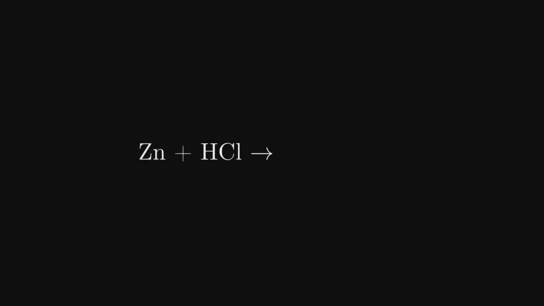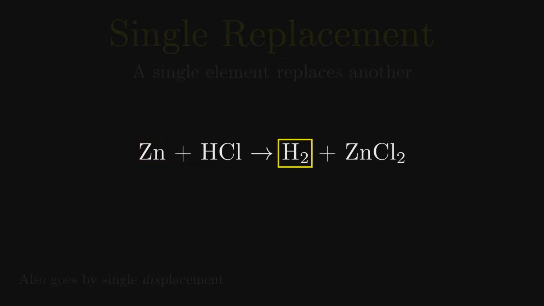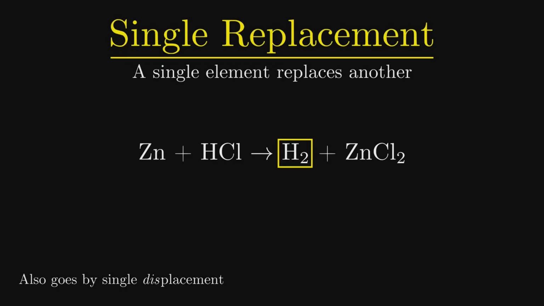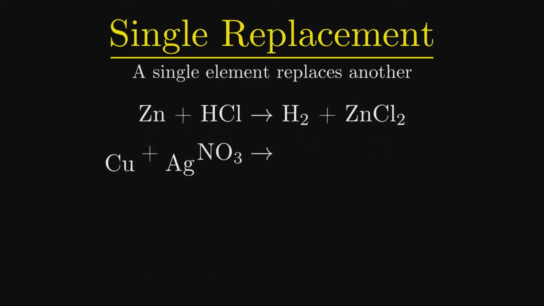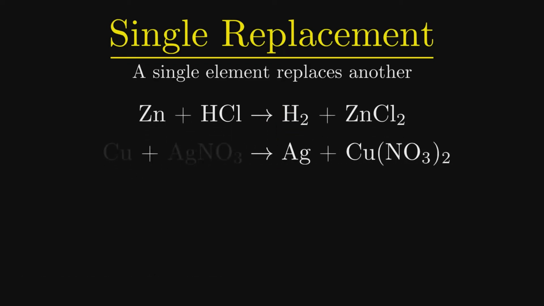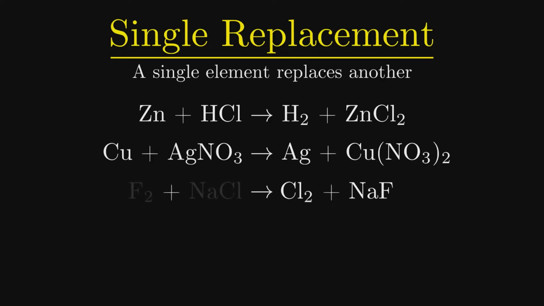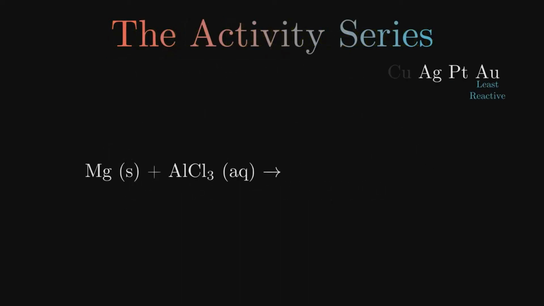In this reaction between zinc and hydrogen chloride, zinc and hydrogen switch places and we get hydrogen and zinc chloride as products. Zinc was originally a single element, and now hydrogen is. This type of reaction is called a single replacement. Unlike the previous 2 reaction types, where we could change the amount and types of reactants or products, all single replacement reactions look similar.